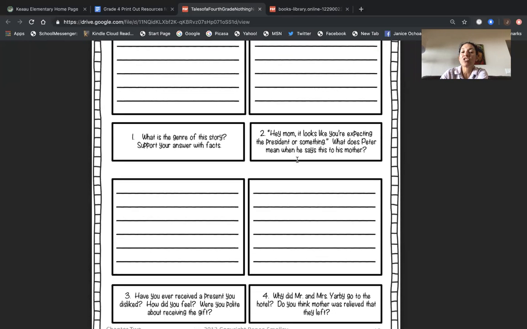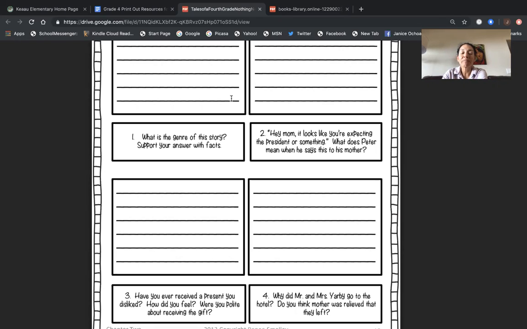First question, what is the genre of this story? Remember, genre is, what type of story is this? Is this fiction or is this nonfiction? Fiction means fake. It didn't happen. And nonfiction means it's not fake. It really happened in real life. So answer that question and support it with evidence. Remember, every time you answer a question, you must support it with evidence from the text and also maybe the real world.